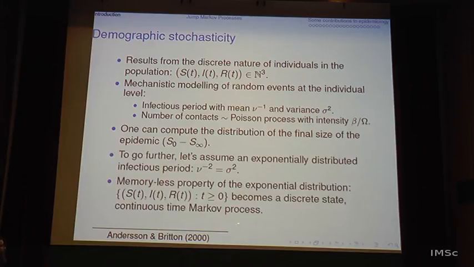But if you want to go further, you need to get some Markov property. So you need to make the infectious period have the lack of memory property thanks to an exponential distribution. So if you assume that the infectious period is exponentially distributed, then you have the memory property, and then this becomes a discrete state continuous time Markov process. And then in this case, you're going to be able to say more things.